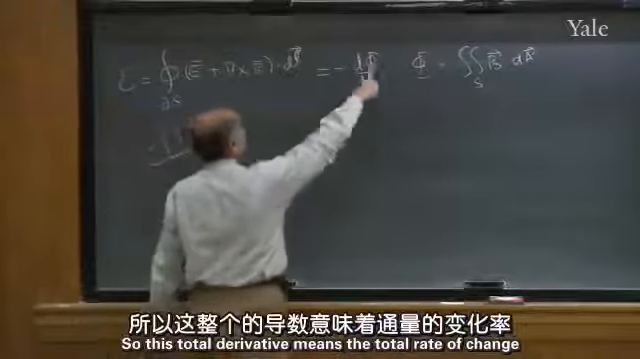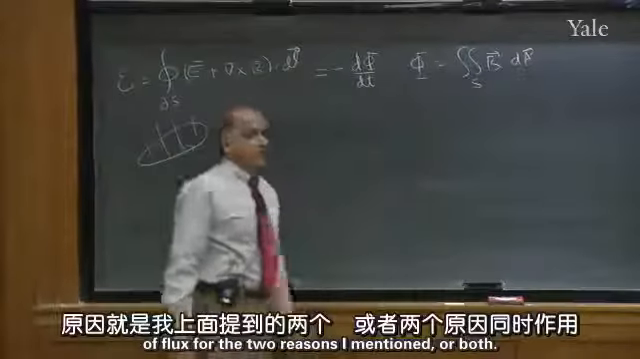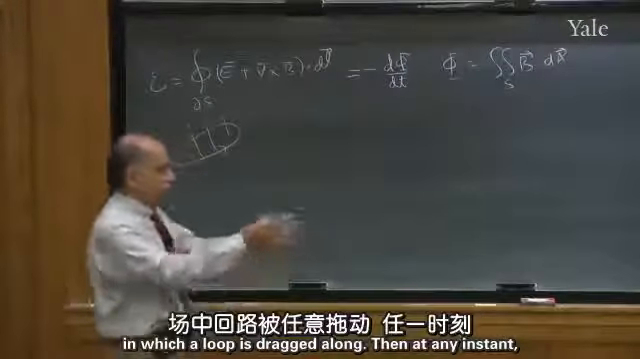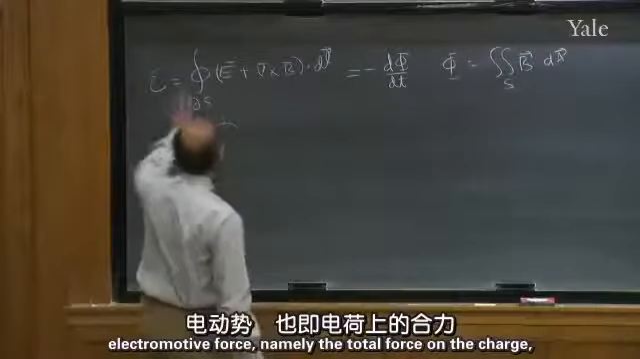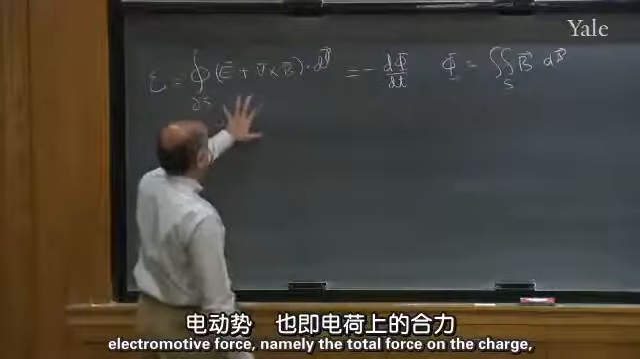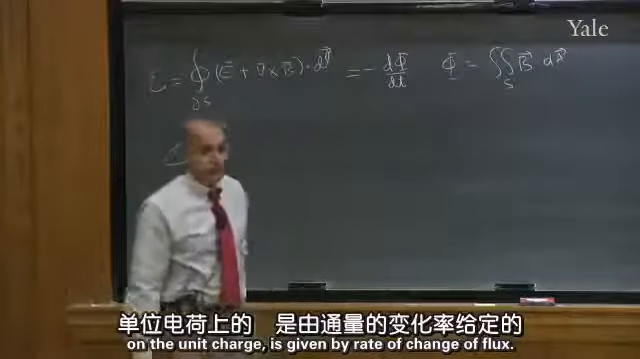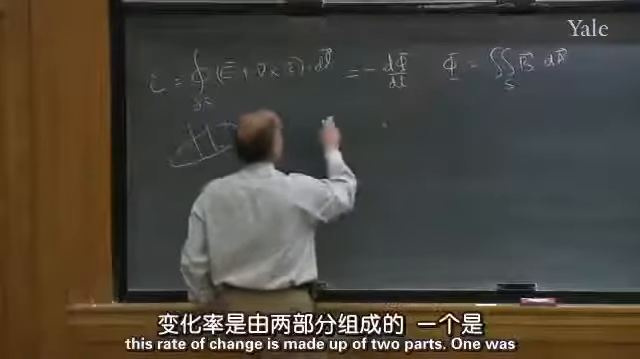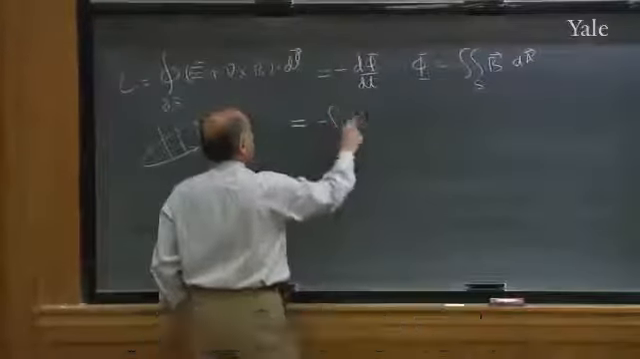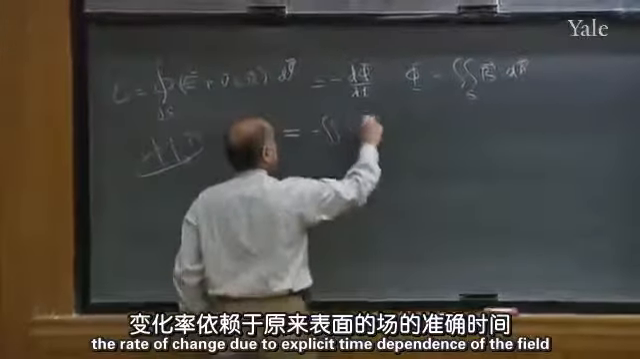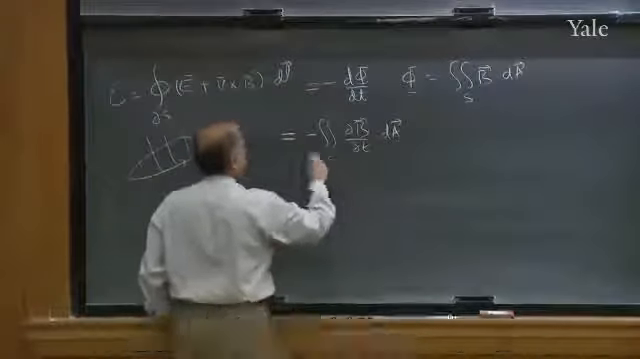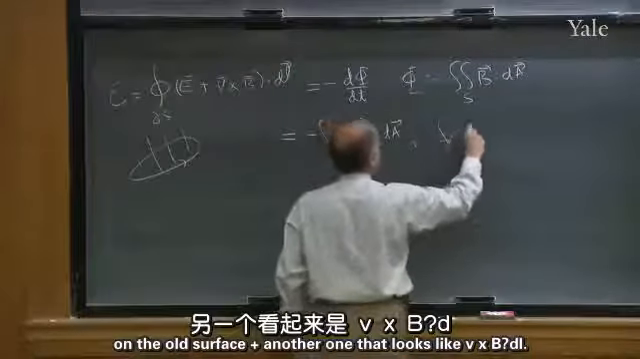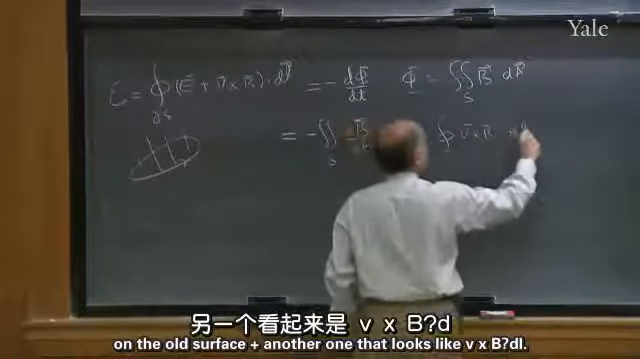So this total derivative means the total rate of change of flux for the two reasons I mentioned, or both. You can have a time-dependent, space-dependent field in which a loop is dragged along. Then at any instant, the line integral of electromotive force, namely the total force on the unit charge, is given by the rate of change of flux. Then I said, we can write this rate of change as made up of two parts. One was the rate of change due to explicit time dependence of the field on the old surface, plus another one that looks like V cross B dot dl.